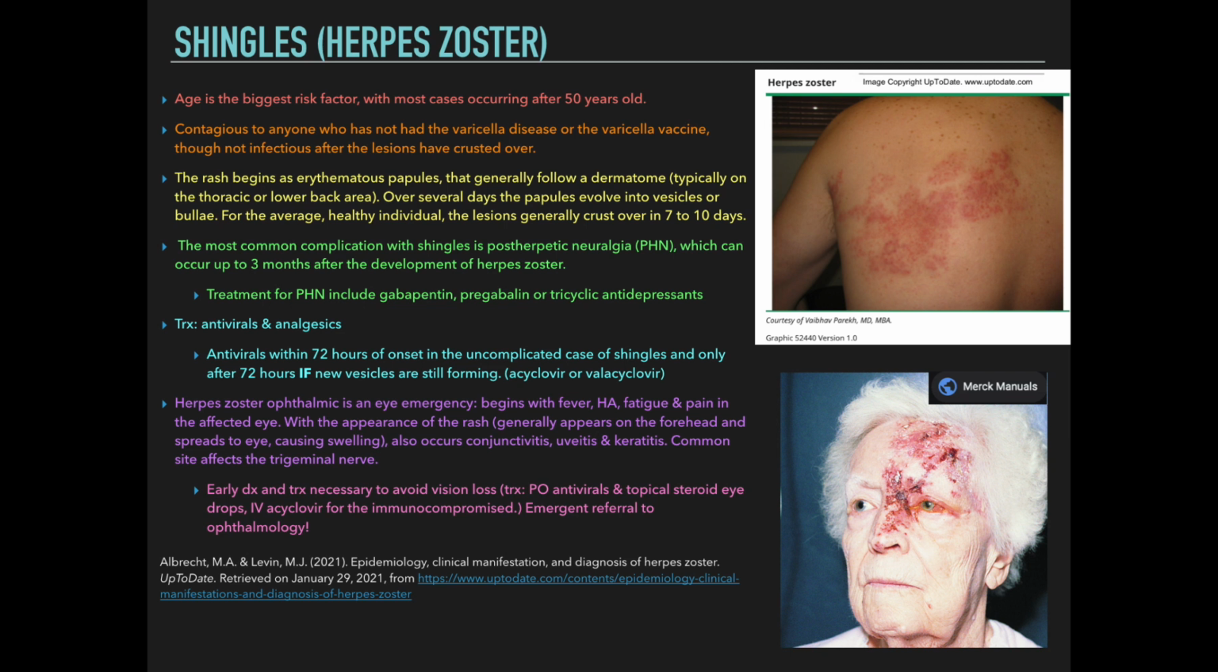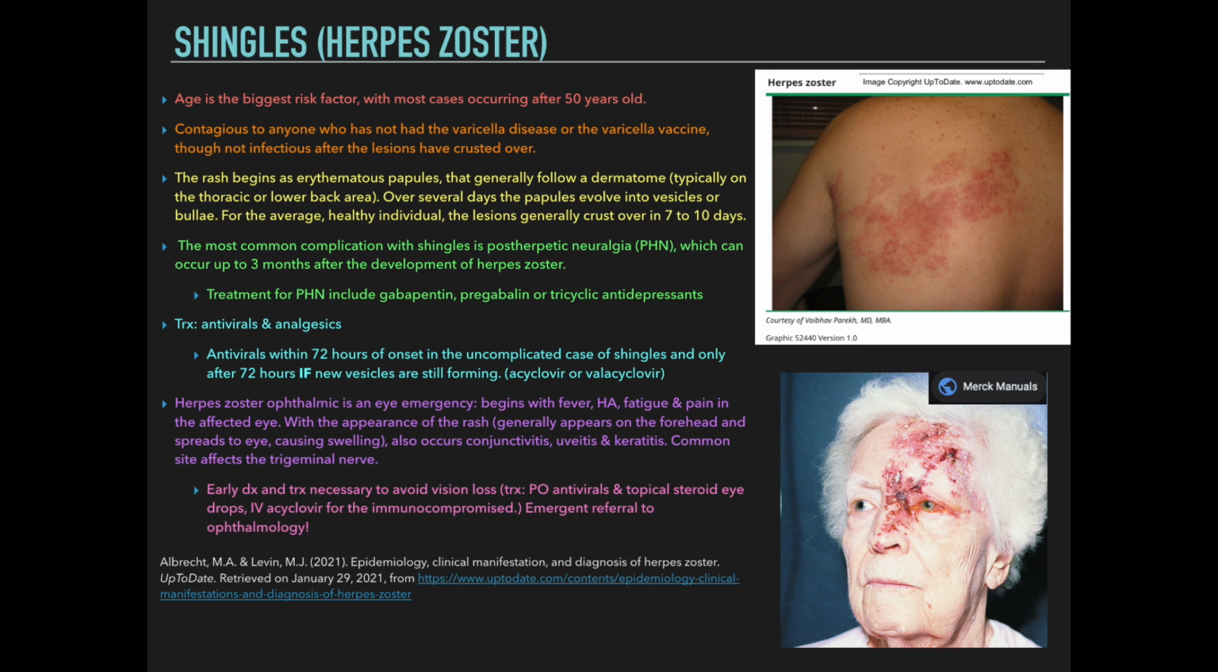So the rash begins as erythematous papules that generally follow a specific dermatome, typically on the thoracic or the lower back regions. Over several days, those papules evolve into vesicles or bullae, and then for the average healthy individual, the lesions will generally crust over in approximately 7 to 10 days.